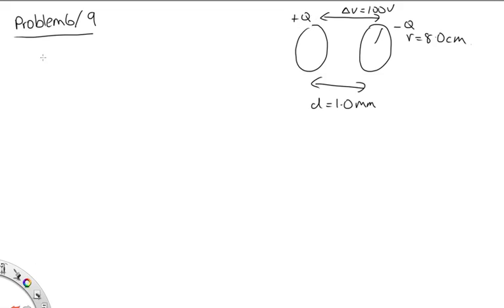So for a capacitor problem, the normal way to do it would be to use the formula C is equal to Q over V. But the problem with this formula is that unless you've memorized C for a parallel plate capacitor, you don't actually know what C is. C for a parallel plate capacitor is given by epsilon naught A on D. So if you want, you can use this, but you would need to memorize this. So let's not do it that way.